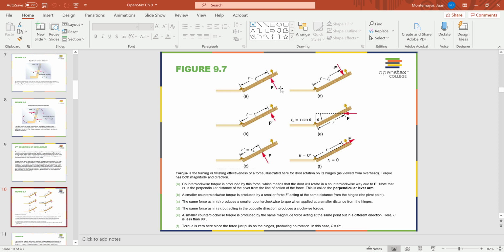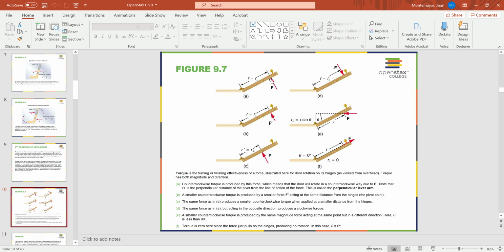For B, we have the same: a smaller counterclockwise torque is produced by a smaller force, F prime in this case, acting at the same distance from the hinges, which is from the pivot point, right here. The difference between these two is that the force is smaller. For C, we have the same force as A, but now we're at half the distance. For D, the same force as A, but now we're pointing it in the opposite direction at the same radius. For E, a smaller counterclockwise torque is produced by the same magnitude force acting at the same point, but in a different direction, here at less than 90 degrees.